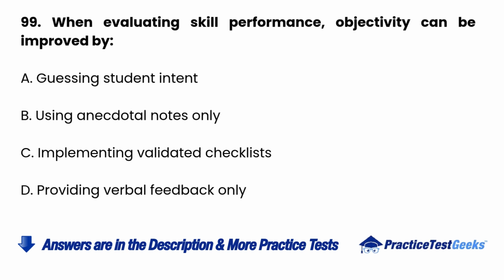99. When evaluating skill performance, objectivity can be improved by A. Guessing student intent. B. Using anecdotal notes only. C. Implementing validated checklists. D. Providing verbal feedback only.